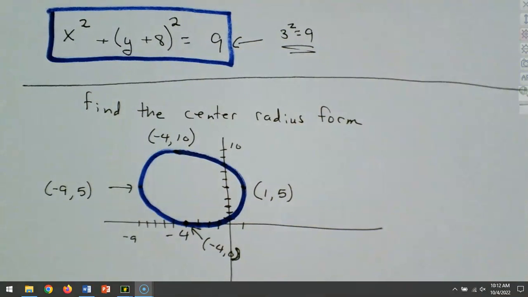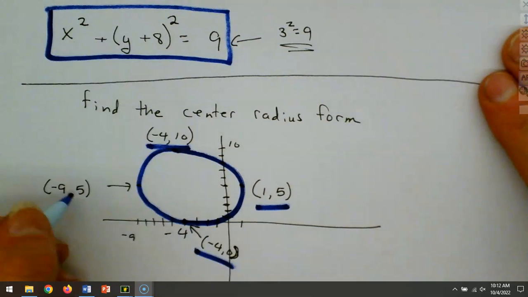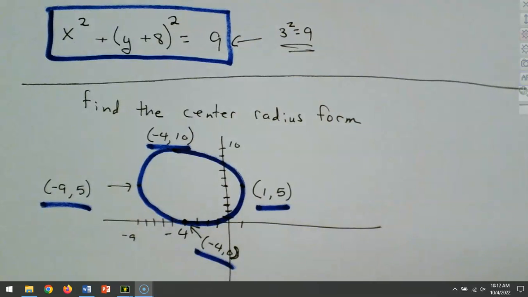Now, this is what you're given. So you're given this picture. I want you to find the center radius form of this circle. Now, we can either do it algebraically, or you can look at the picture and use the picture. I'm going to just use the picture. I think that's the easier way to do these.